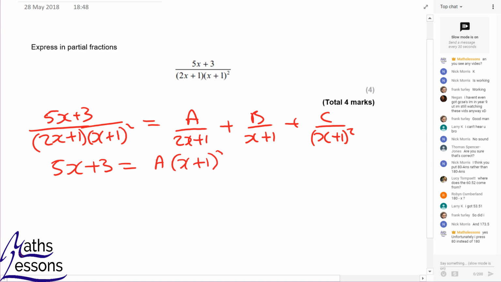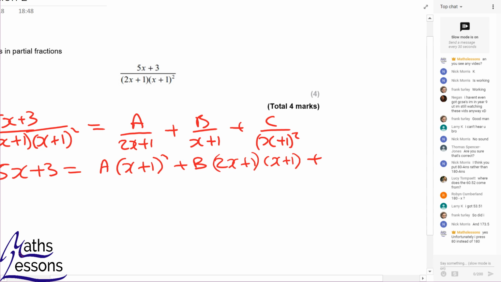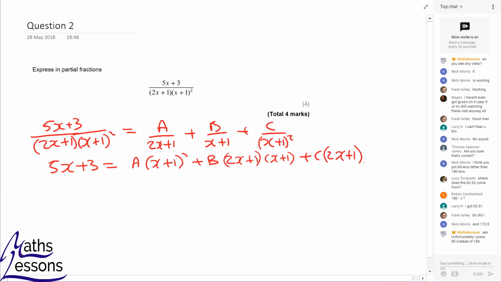We need to times the denominator of this by x plus 1 squared to get the same denominator as that. Now b just needs to times by 2x plus 1 times x plus 1. Now a common mistake is to times it by the x plus 1 squared here. Some students do that. And similarly with c, you only need to times it by 2x plus 1 over here, because we already have the x plus 1 squared, we don't need to times by any more to get the denominators the same.